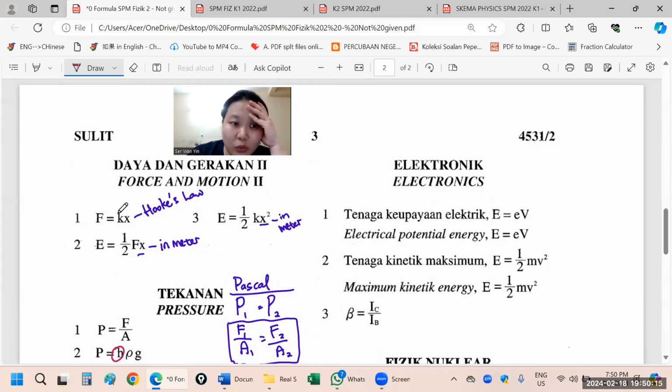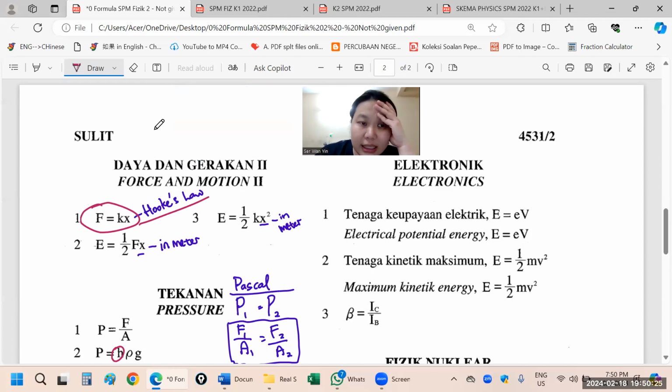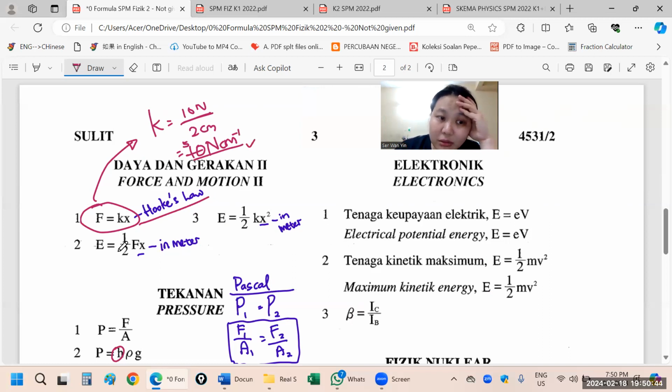Okay, then force and motion. This one, F equals kx, Hooke's law. Okay, this k, let's say k equals 10 Newton over 2 cm. Your k can be left as 5 Newton per cm for this. But if they ask you to find this, what is this? This is elastic potential energy.